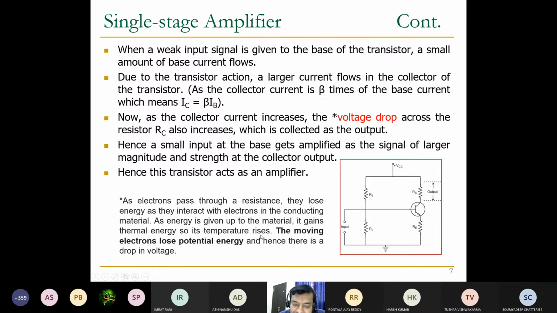So we can say that there is a drop in voltage. As electrons pass through a resistance, I repeat, they lose energy as they interact with the electrons in the conducting material. As energy is given up to the material, it gains thermal energy, so its temperature rises. Basically, the moving electrons lose potential energy as a consequence. Hence there is a voltage drop, or drop in voltage. That's the concept of voltage drop.